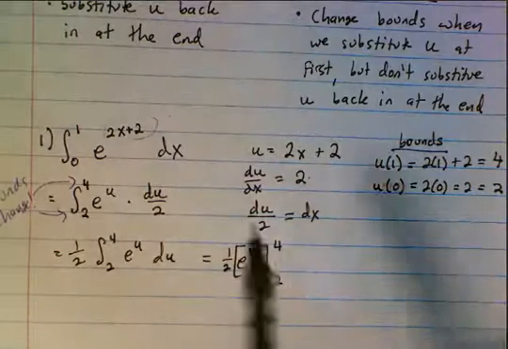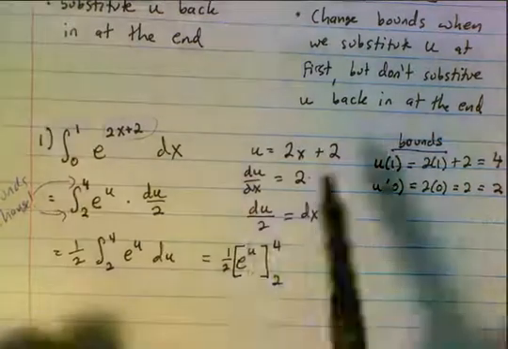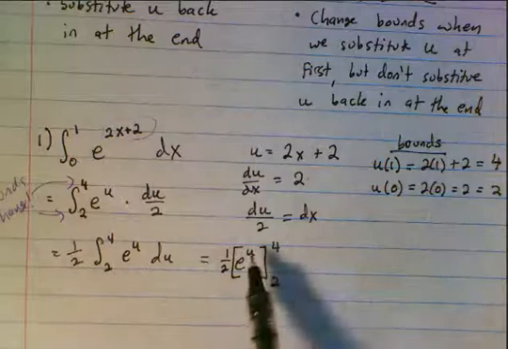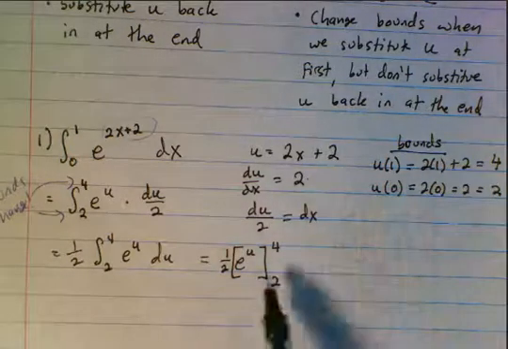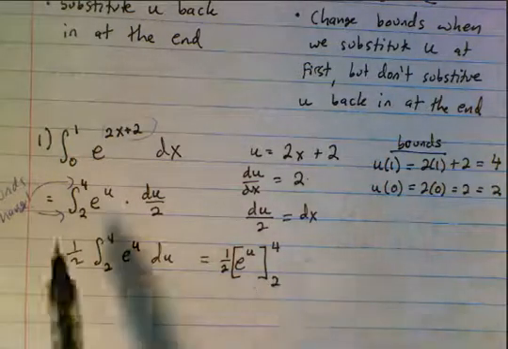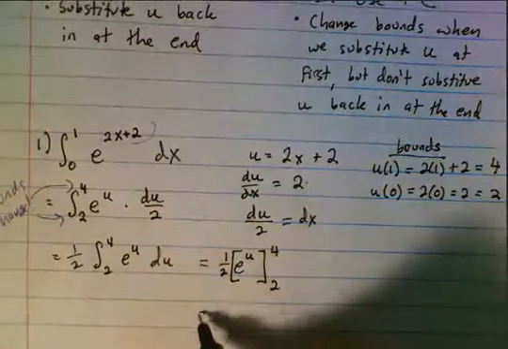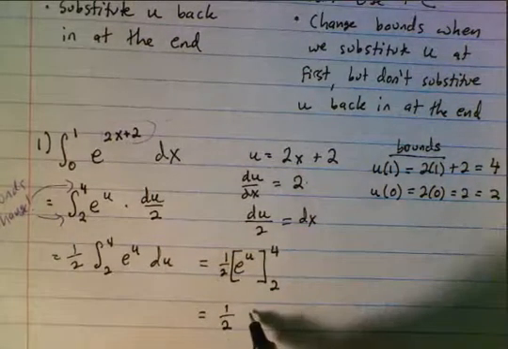It's a little bit of a shortcut, because normally what we would have to do is we'd have to put the 2x plus 2 back in here, and then we would put these original x's back in. So we'd have to do all these calculations down here at this step. If we just change the bounds of u, we don't have to worry about it. So let's work with it that way.